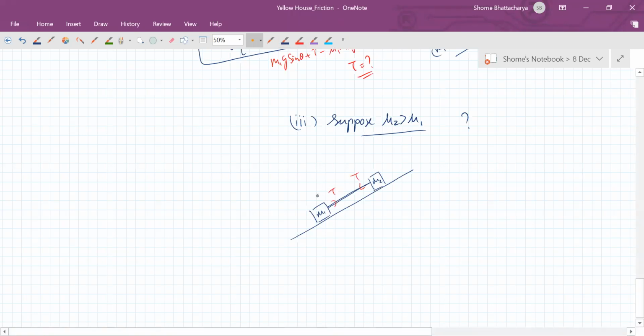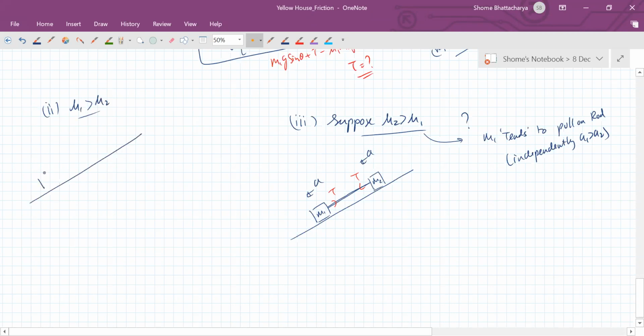That is the difference between this situation, because this implies that m1 tends to pull on the rod, because independently a1 would have been greater than a2. So the direction of the tension will be like this. Whereas in the second case we had seen, when mu1 was greater than mu2, the tension was outwards. Why? Because m2 was pushing the rod.